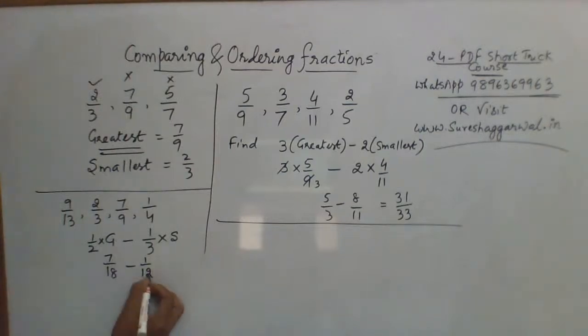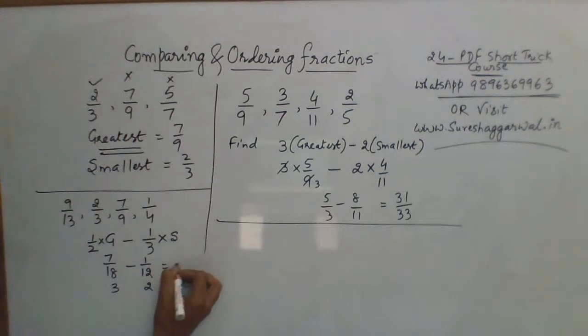Now 6 is the common factor. 6 times 3 is 18. 6 times 2 is 12. 14 minus 3 is 11. And 18 times 2 is 36. Here is the answer: 11 upon 36.